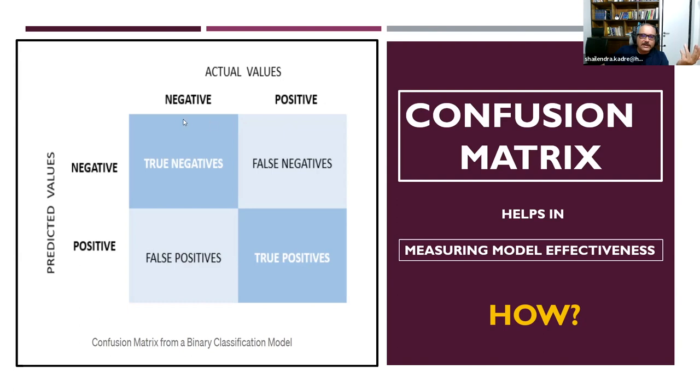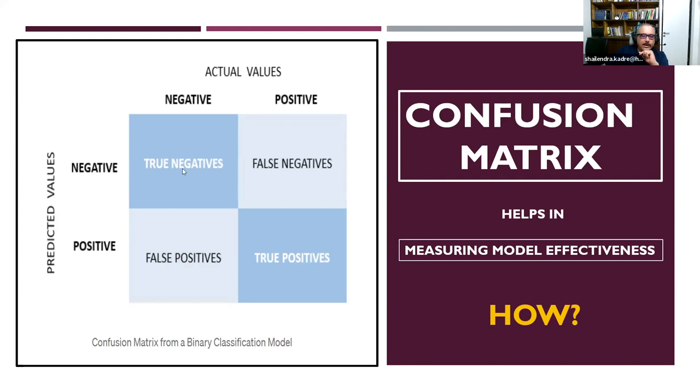Then on the horizontal axis, we actually know, because in training data we know which is 0 and which is 1. To train the model, we use data in which we know the label, what is 0 and what is 1. So those actual values we list on the horizontal axis.